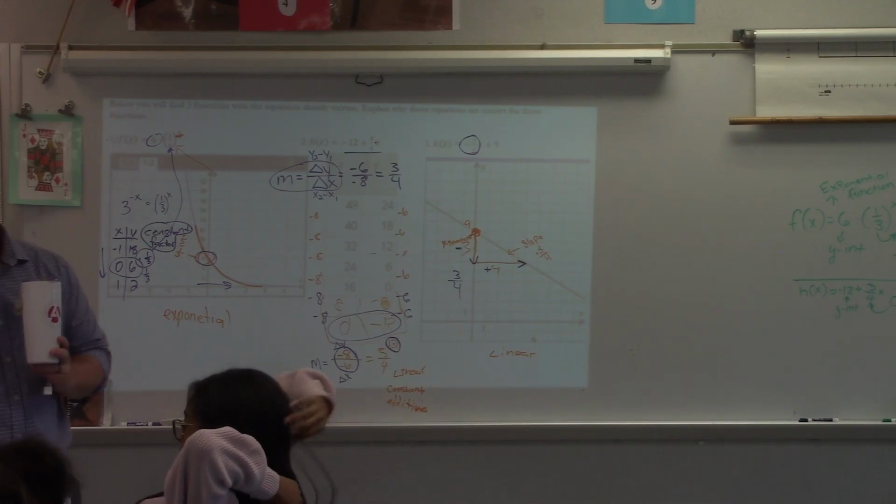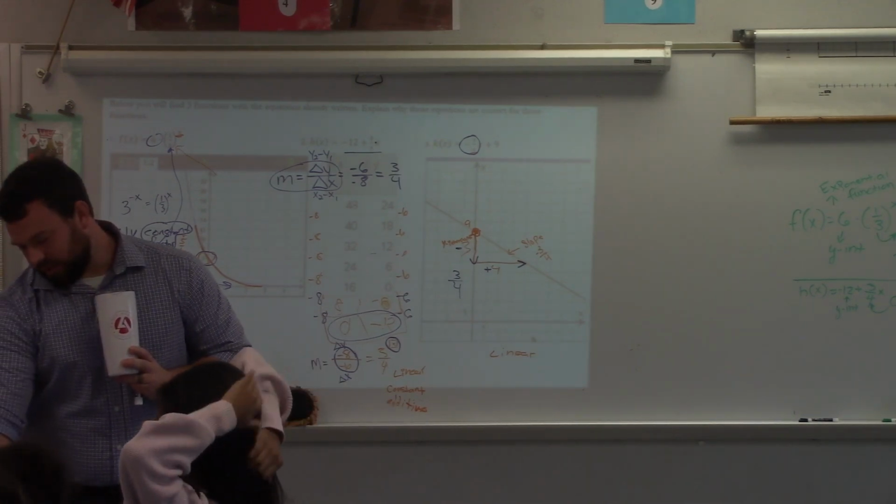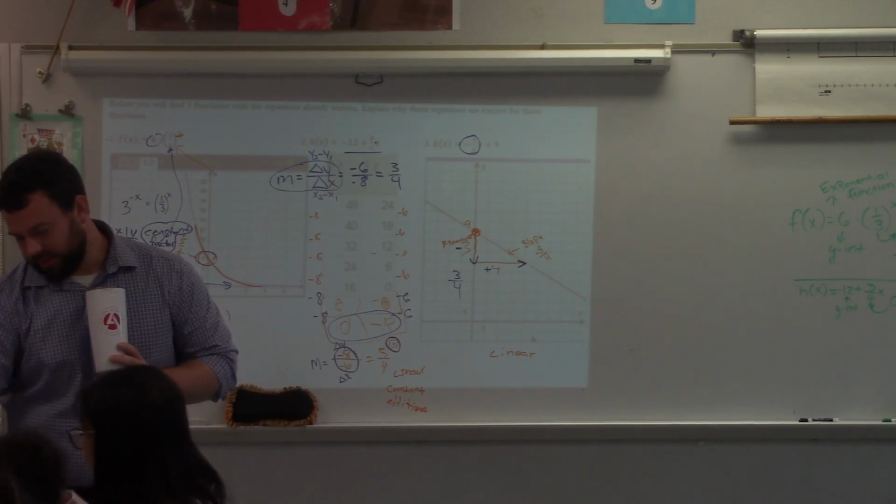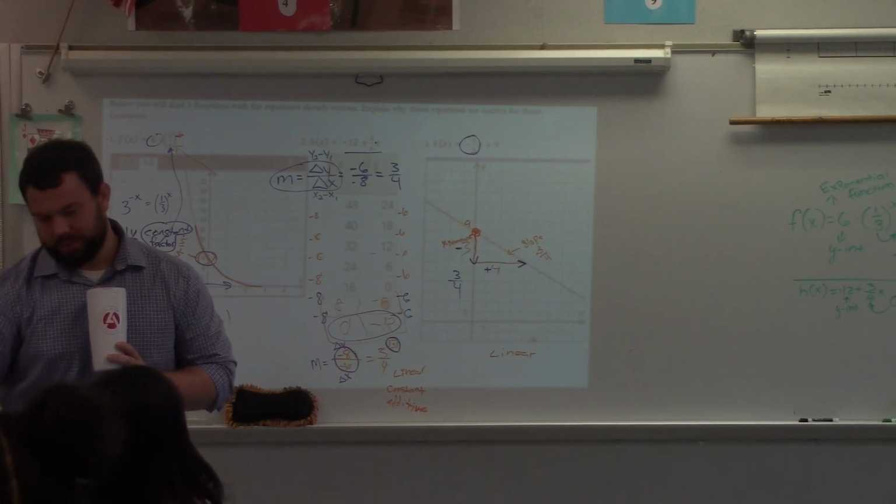Be careful though, notice you have the same issue right here. It should be -6 divided by -8 divided by 6. It's y divided by x.